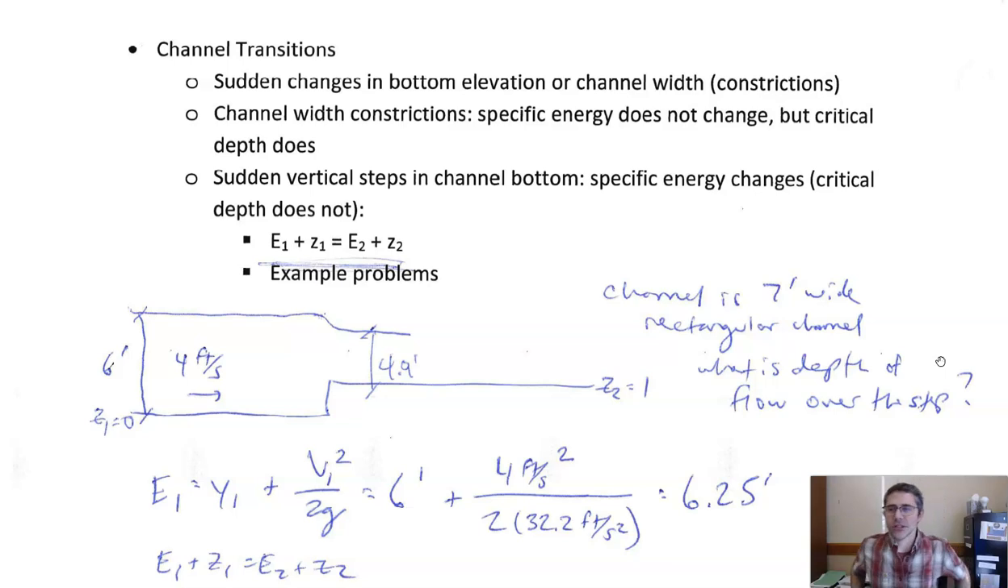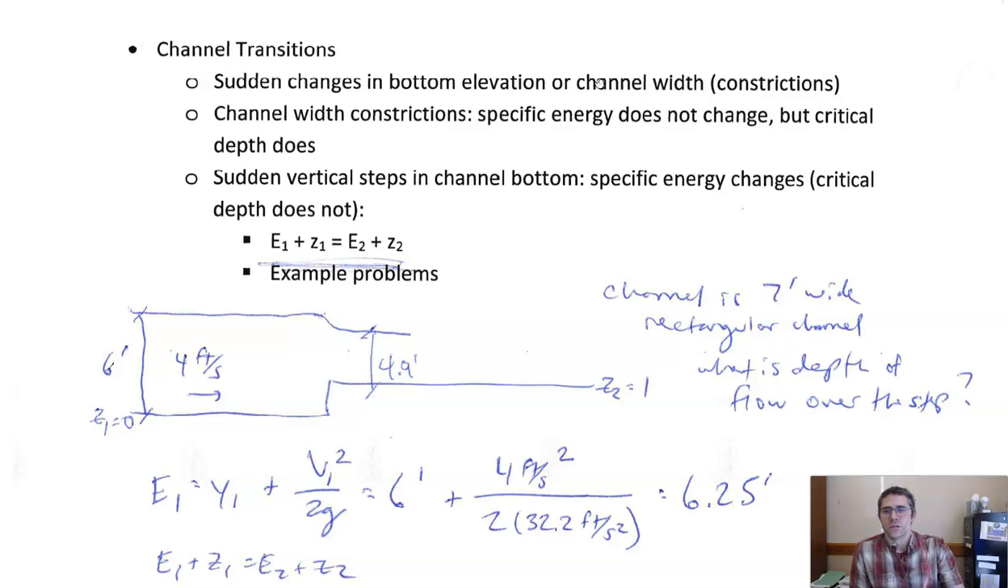So let's talk about channel transitions. This will be probably the last part of this lecture. When we talk about channel transitions in this class, we're going to be talking about two specific kinds of things. One is a change in the bottom elevation of the channel, so we call it a step. It can be a step up or a step down. And the other is a change in the channel width. It can be a narrowing or it can be a widening. And we can use specific energy concepts in order to predict what's going to happen when we go through a widening or a narrowing or a step up or a step down.